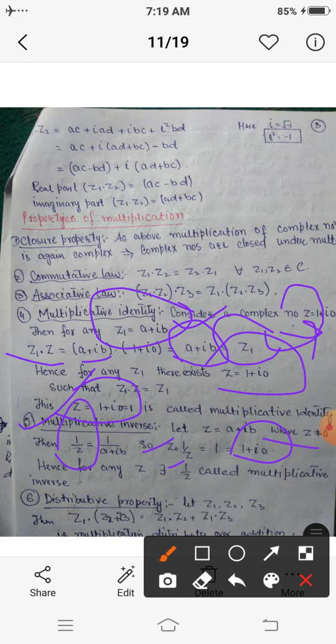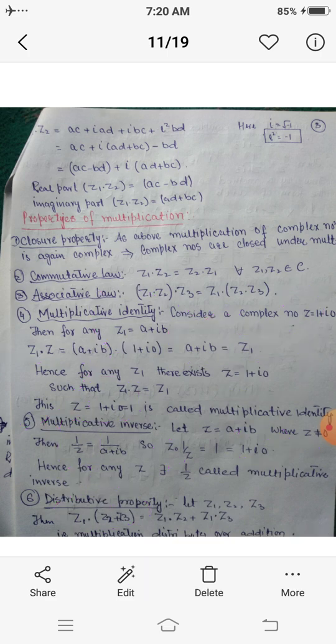So there exists this multiplicative inverse for each and every non-zero complex number. Now the last property is the distributive property. If we have three complex numbers z1, z2 and z3, then z1 into (z2 plus z3) equals z1 into z2 plus z1 into z3. That is, multiplication of complex numbers distributes over addition. So this was about multiplication and its properties.